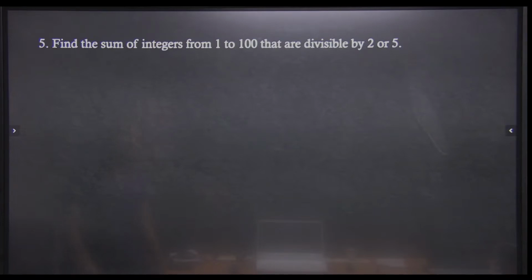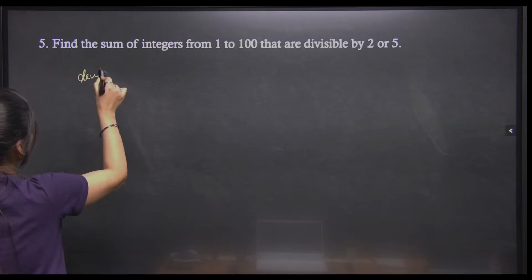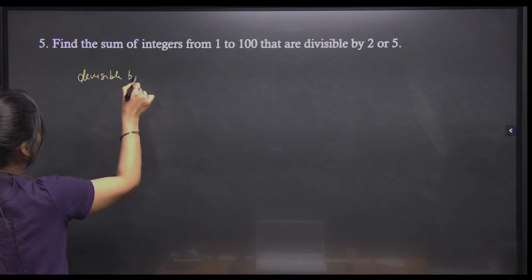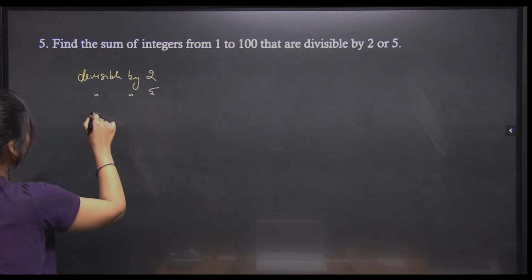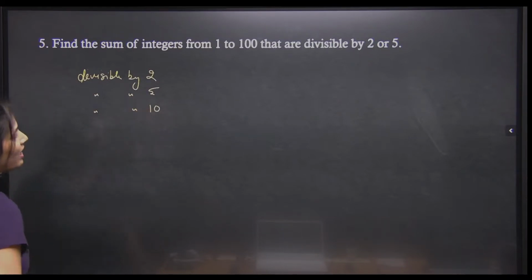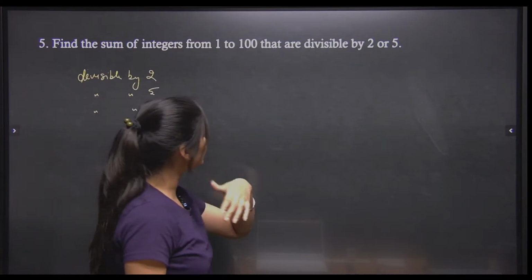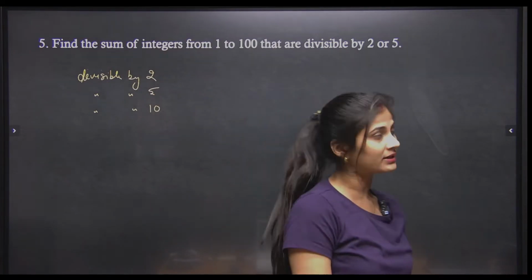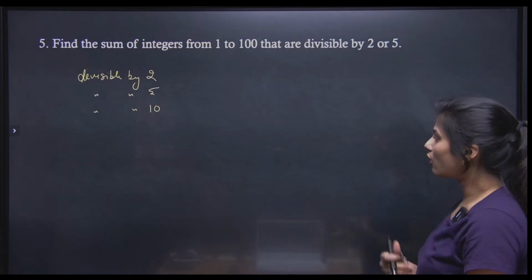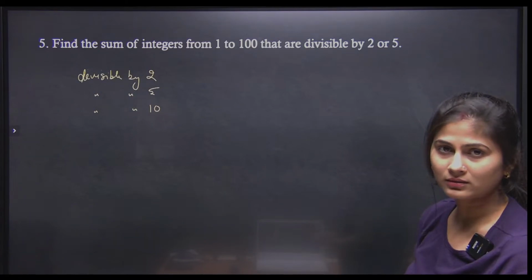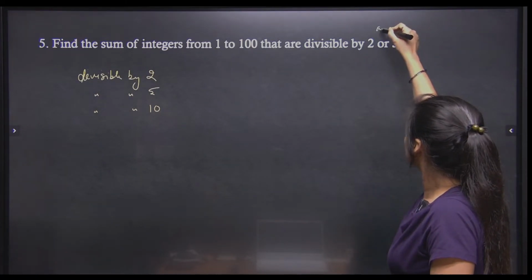The next question is: find the sum of integers from 1 to 100 that are divisible by 2 or 5. Okay, not 2 and 5. So numbers which are divisible by 2, divisible by 5, and divisible by 10. Why have I written divisible by 10? Since the question says that you have to find the sum of integers from 1 to 100 that are divisible by 2 or 5. Either it should be divisible by 2 or divisible by 5, and 'and' is not there.